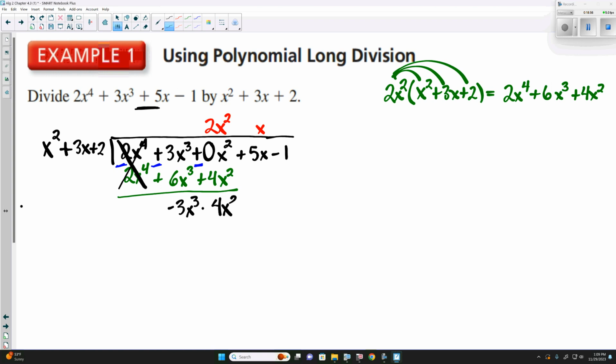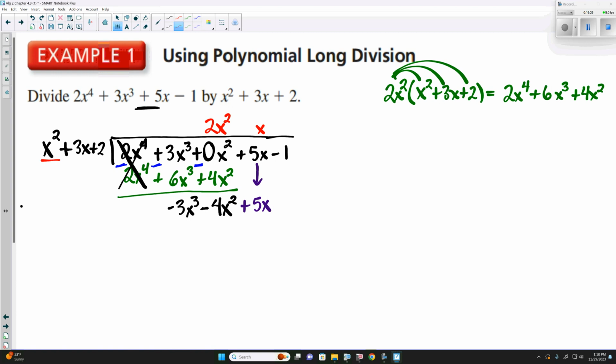Yes. And our sign would be? Would it be positive or negative? 0 minus 4 would be negative 4. And what's our next step? Now we're going to bring down the next term, our 5x. Questions before we move on to the next step?